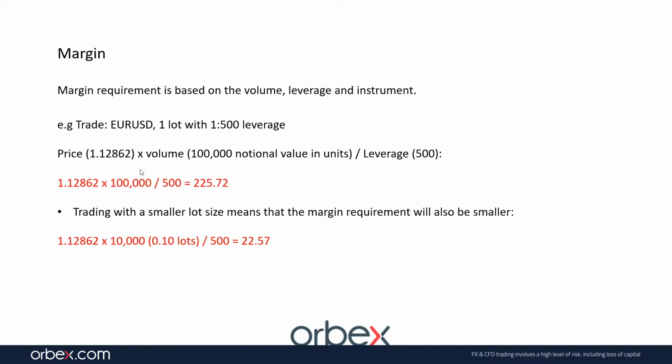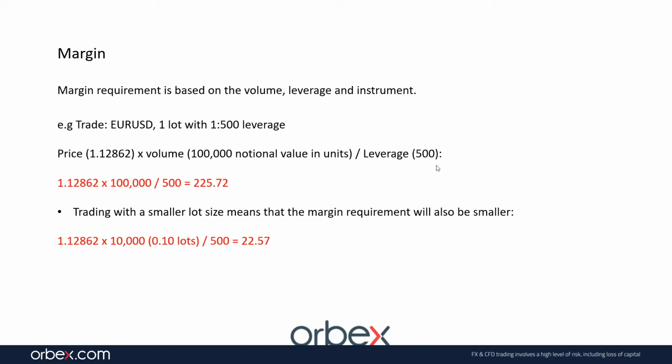Now, the way we calculate the margin is the price. I started doing this PowerPoint a few days ago, so the price has changed a little bit from the 1.1286, but we'll use that as an example. We multiply by volume, and the volume based on the lots is in units. Let's say we've got 100,000 notional units for one lot. For a mini lot, it's 10,000, and a micro lot is 1,000. We'll look on the MT4 platform shortly to give more examples.